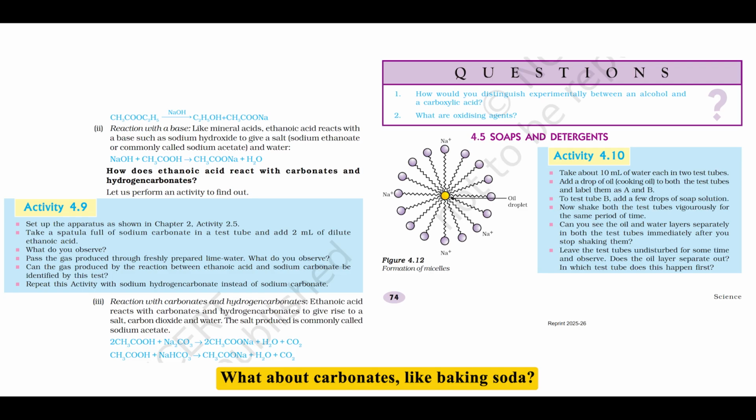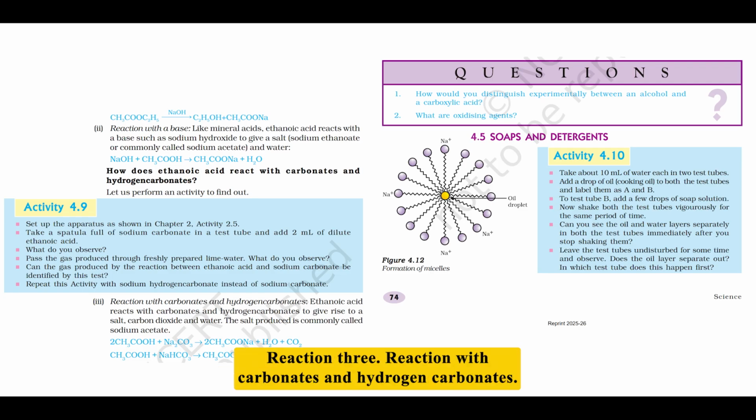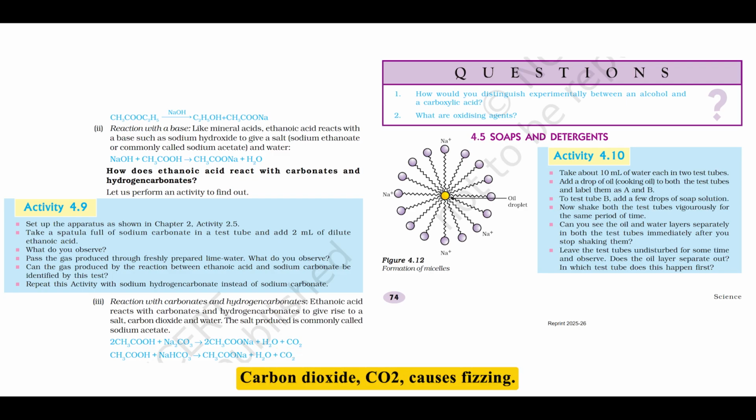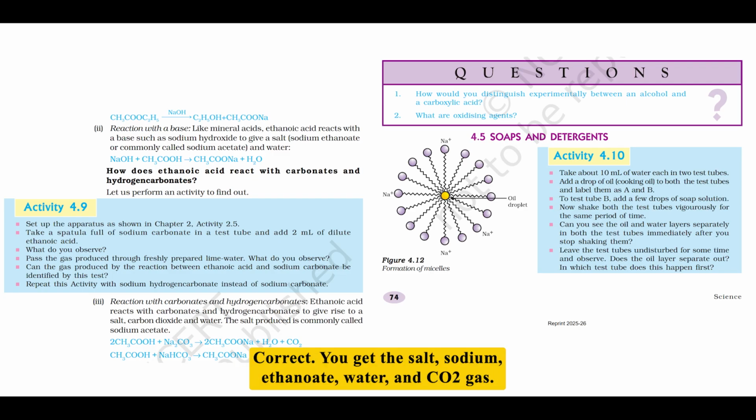carbonates, like baking soda? Reaction 3. Reaction with carbonates and hydrogen carbonates. Ethanoic acid reacts with sodium carbonate, Na2CO3, or sodium hydrogen carbonate, NaHCO3, baking soda. What gas do acids usually produce from carbonates? Carbon dioxide, CO2, causes fizzing. Correct. You get the salt, sodium ethanoate, water, and CO2 gas. 2CH3COOH plus Na2CO3 gives 2CH3COONa plus H2O plus CO2.